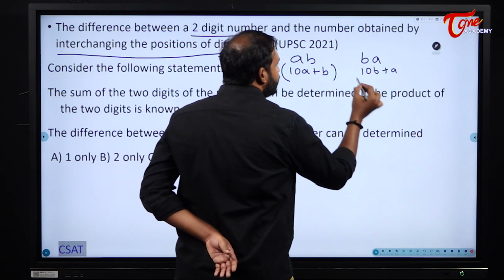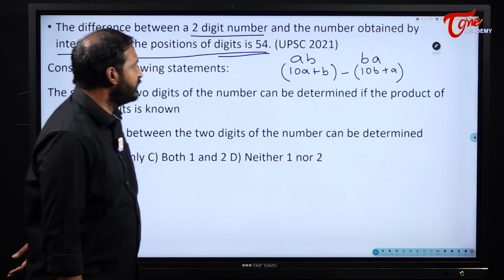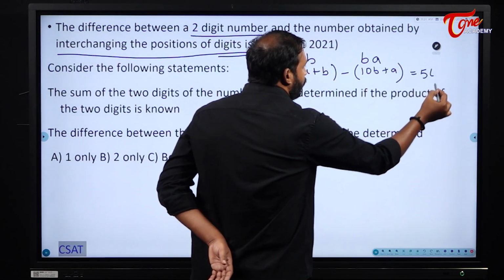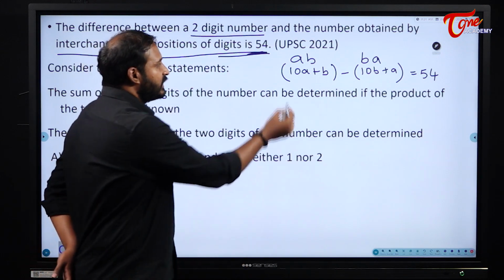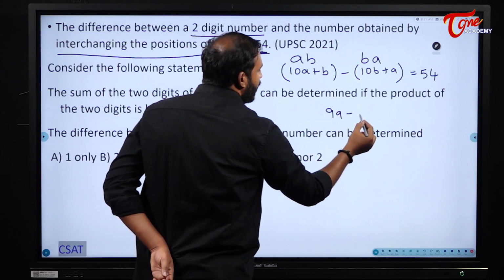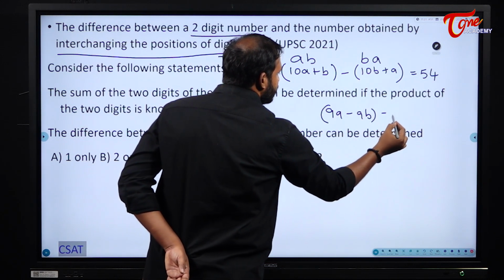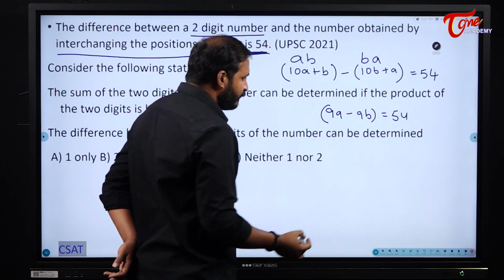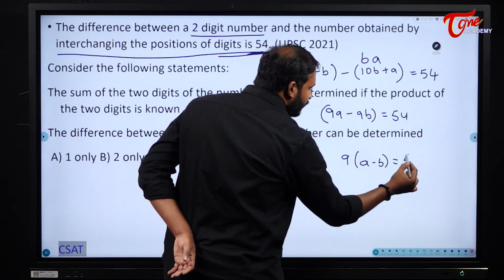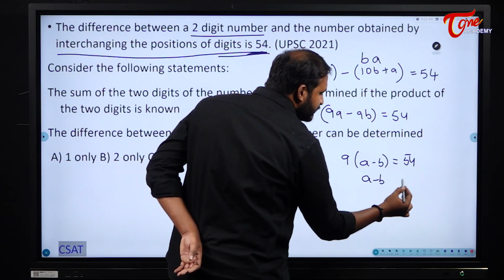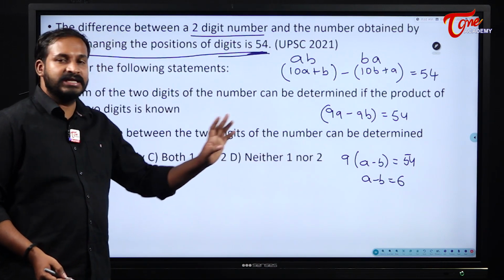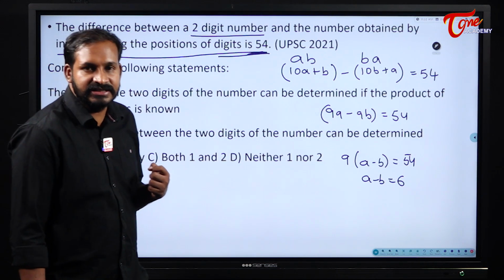So the difference between these two is equal to 54, according to the given question. Now see here, 10A minus A becomes 9A, plus B minus 10B becomes minus 9B, that is equal to 54. So 9 times (A minus B) is 54, so A minus B is 6. From the given question, I can say A minus B is 6. That means the difference between the digits is 6.